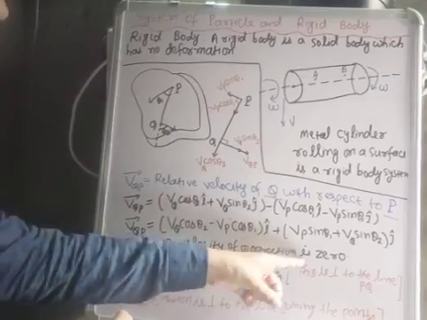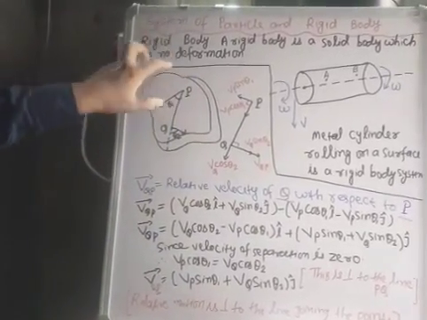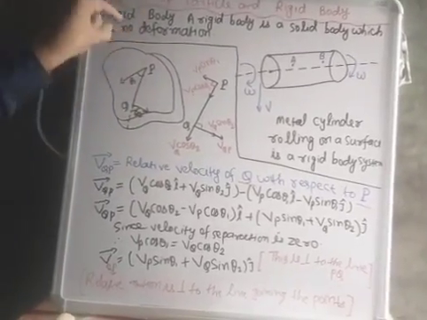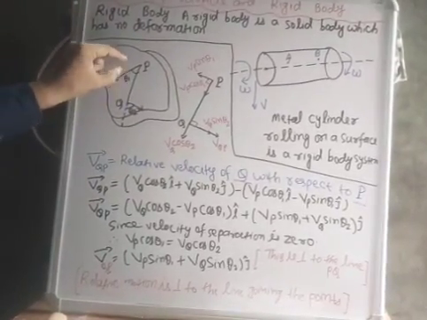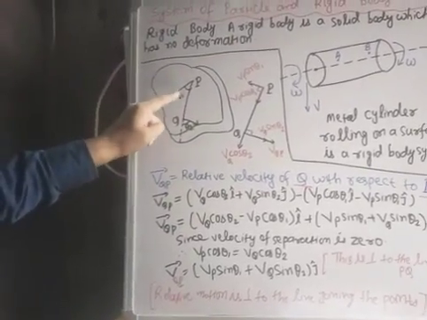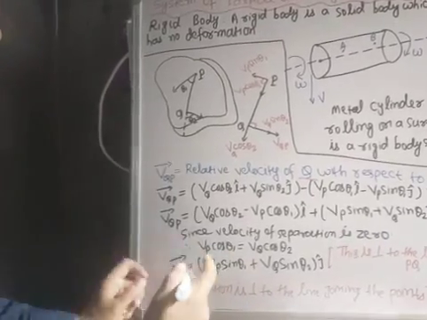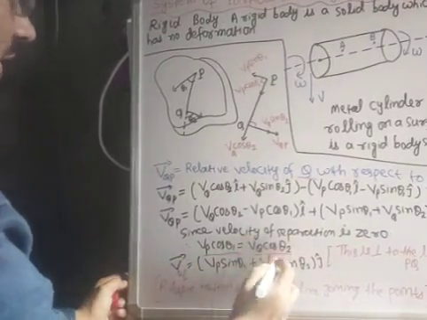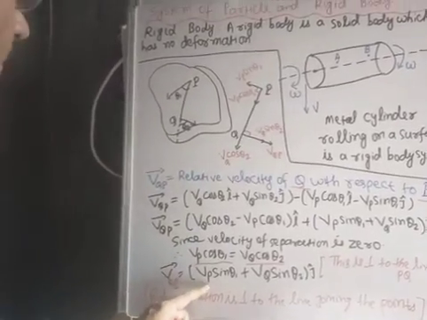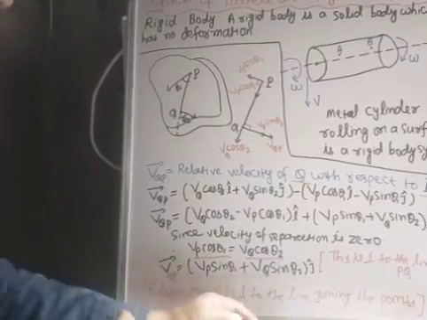Since the velocity of separation is 0, because this is a rigid body, when this rigid body rotates about its axis, the velocity of separation between the points P and Q is 0. Therefore Vp cos theta 1 and Vq cos theta 2 are equal, so their difference equals 0. So we can say that Vqp equals Vp sin theta 1 plus Vq sin theta 2, j cap.